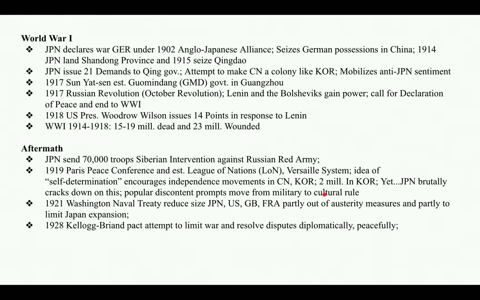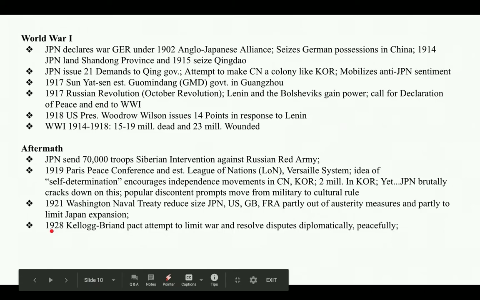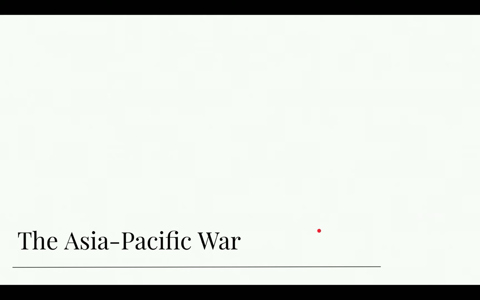Meanwhile, in Europe, the Western powers are trying earnestly to enact legal measures and other treaties that will reduce the ability to go to war anytime in the immediate future. And so in 1921, the Washington Naval Treaty, for instance, reduced the size of Japanese, U.S., Great Britain, and French navies, partly out of austerity measures and partly to limit Japanese expansion, while the 1922 Kellogg-Briand Pact attempted to limit war and to resolve disputes diplomatically and peacefully. But, of course, unfortunately, these measures did not hold.